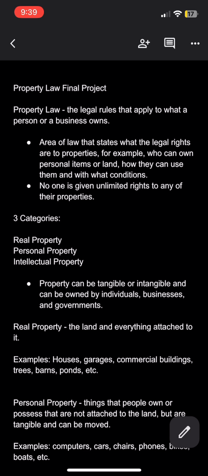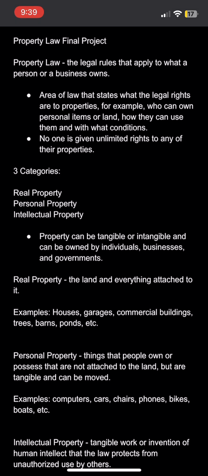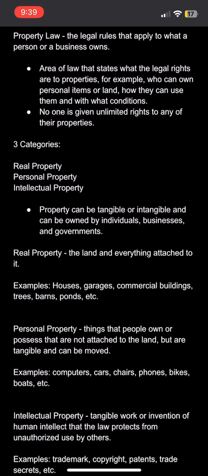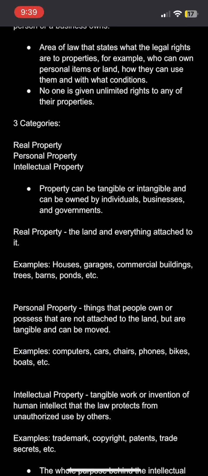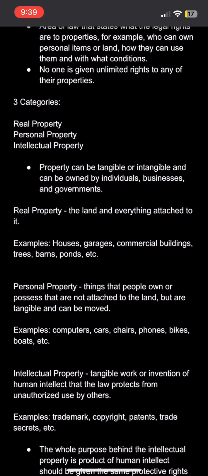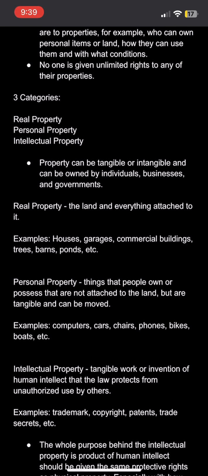For example, who can own personal items or land, how they can use them, and with what conditions. No one is given unlimited rights to any of their properties. The three categories of property law are real property, personal property, and intellectual property. Property can be intangible or tangible. It can be owned by individuals, businesses, and governments.